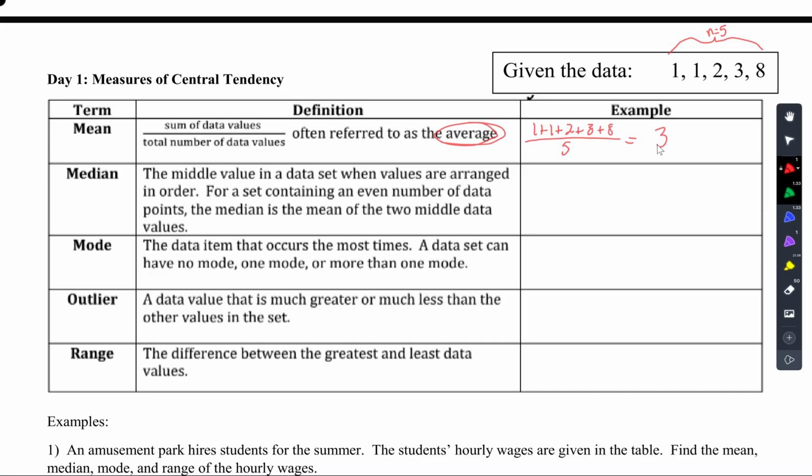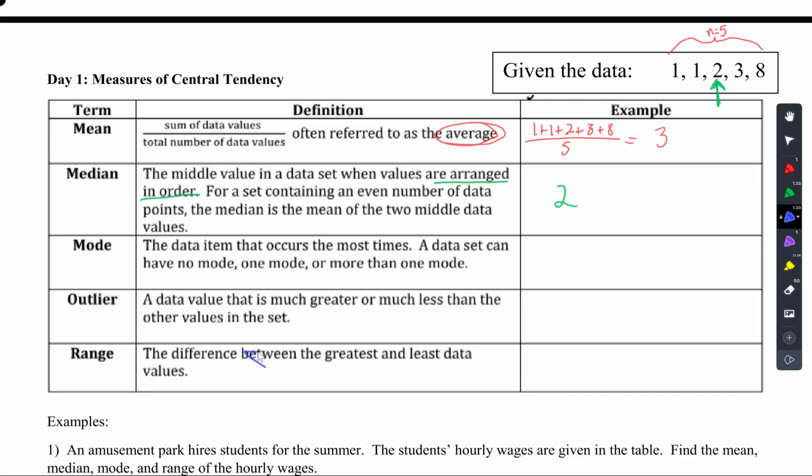Median is probably the most annoying one because you have to put them in order, least to greatest. These are already in order, so that's fine. It's just the middle data point. If there's an odd number, it's the middle, what that actual value is. If there's an even number, say it landed between 2 and 3, you would average them. I'll do an example like that. This one is a legit data point, so you just write 2.